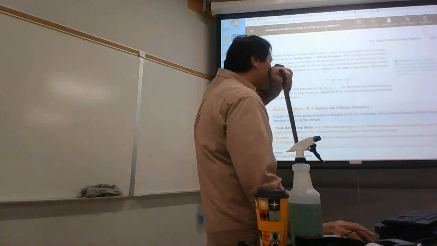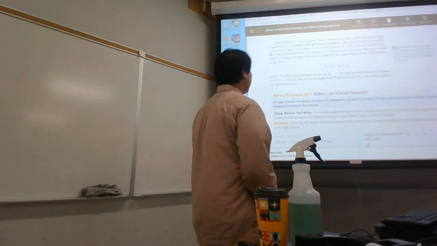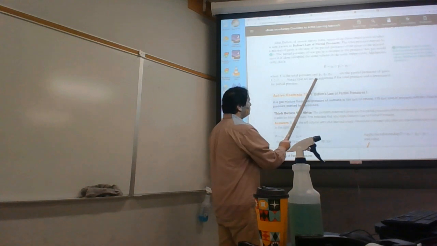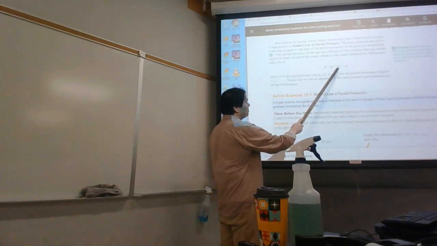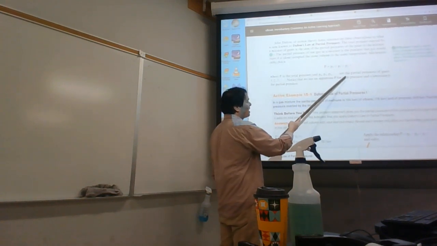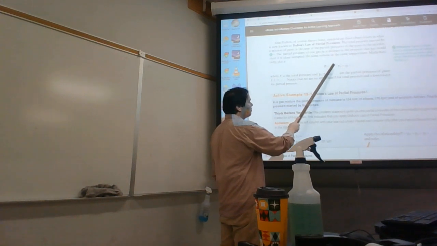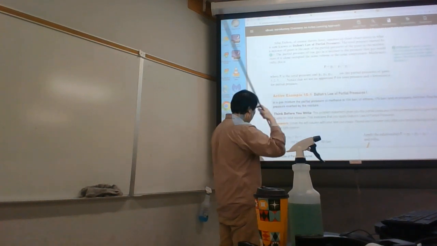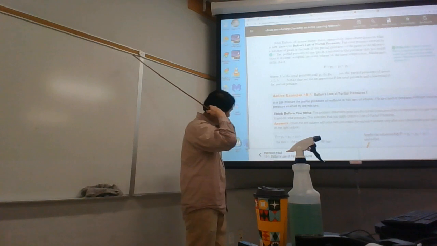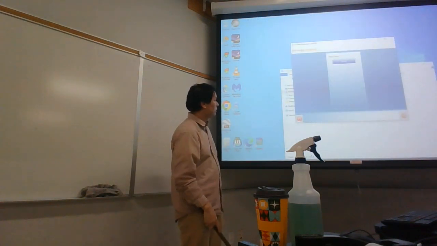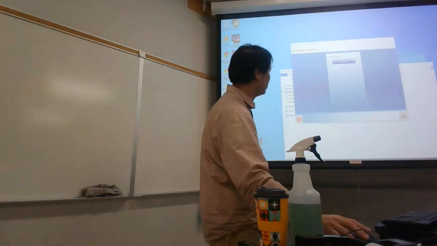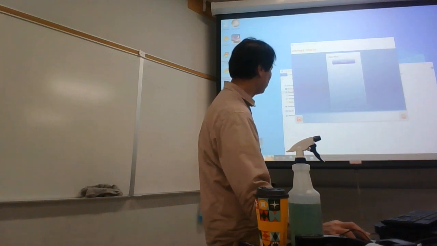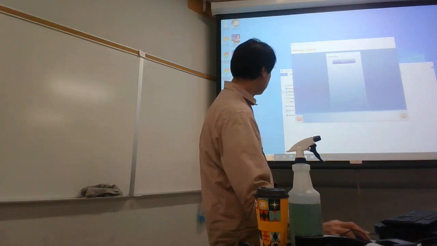And so let's take a look at a simple Dalton's law problem. The total pressure is equal to the sum of the partial pressures. So it depends on how many gases. If we have 3 gases, then we just add them up, P1 plus P2 plus P3. And so that's the combined collisions, or the combined pressures, of all the gases present in the mixture.